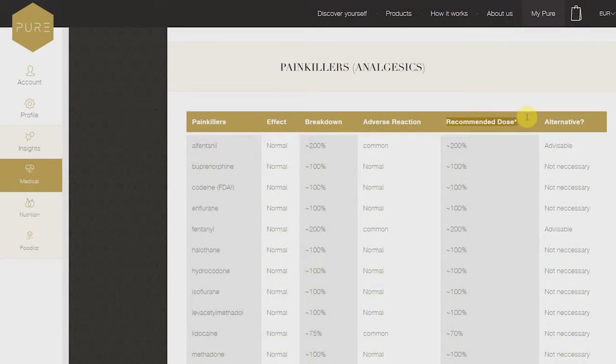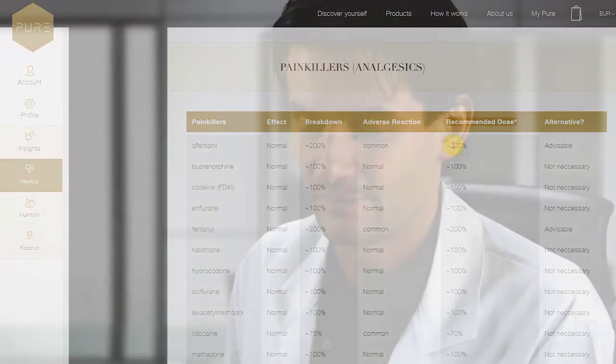Here we go for the recommended dose. So if the drug is broken down twice as fast, the recommended dose to reach the same effect would be 200%. Now, please do not, under any circumstances, change the dose of any drugs that a doctor has prescribed to you.